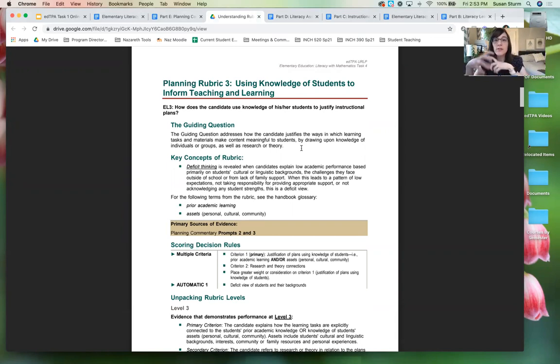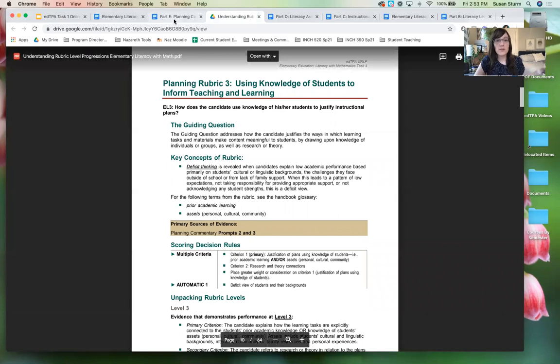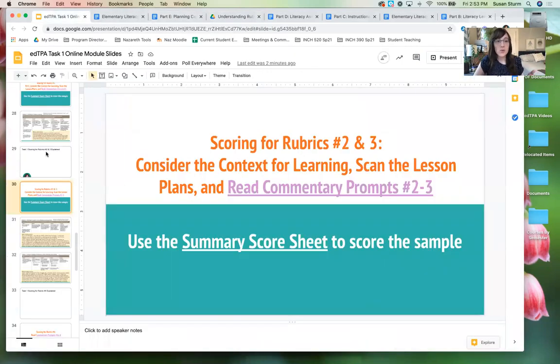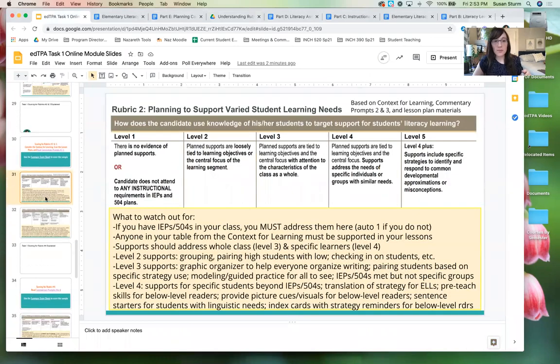So to me, Rubric 3 is about explaining what you know about your students, and Rubric 2 is about explaining how you use that knowledge to develop your lesson plans and to support your students in specific ways. So bouncing back here, if you take a look at Rubric 2, you can see from a level 4 to 5, this one does have an automatic 1 if you don't talk about your students with IEPs and 504 plans. But you can see how this goes from a level 1 to a 5.